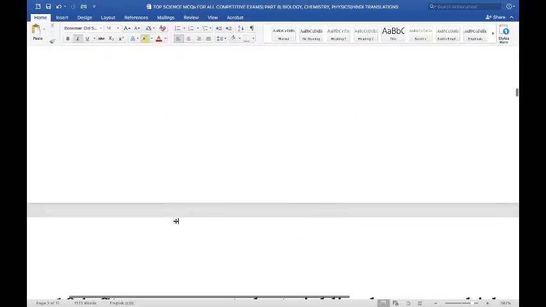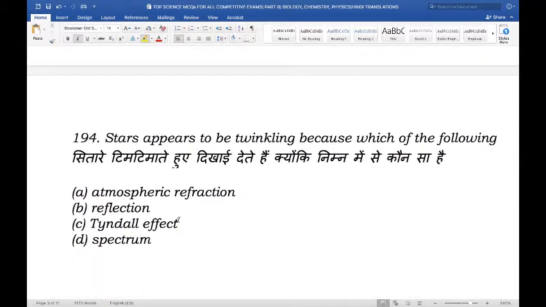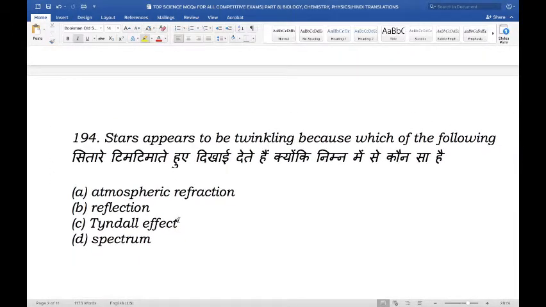Moving on to the next question. Stars appear to be twinkling because of which of the following? Is it A, atmospheric refraction, B, reflection, C, Tyndall effect, or D, spectrum? So stars appearing to be twinkling is because of A, atmospheric refraction.